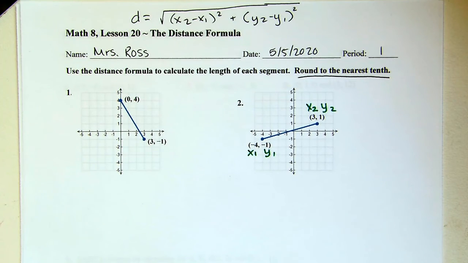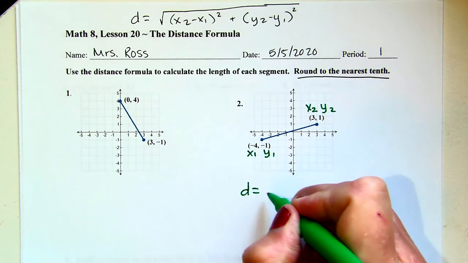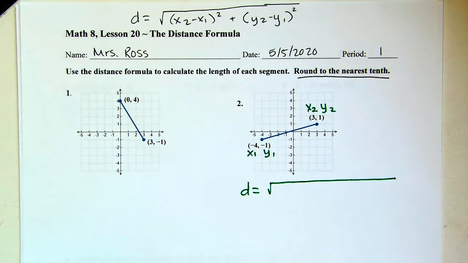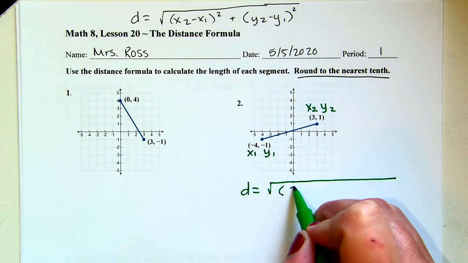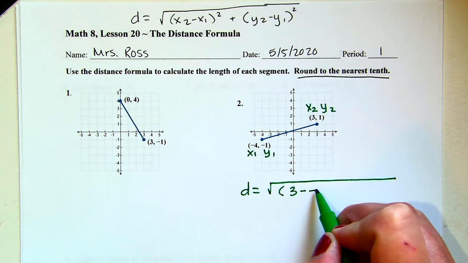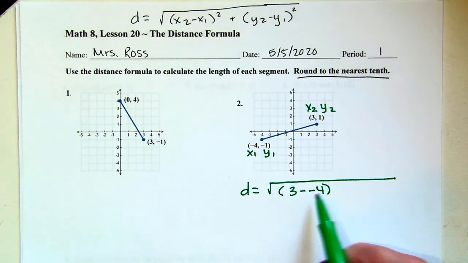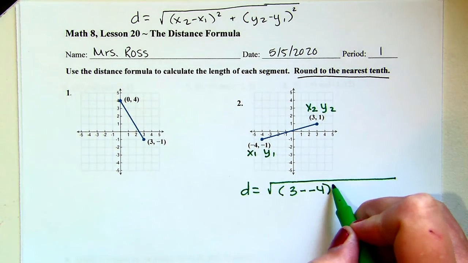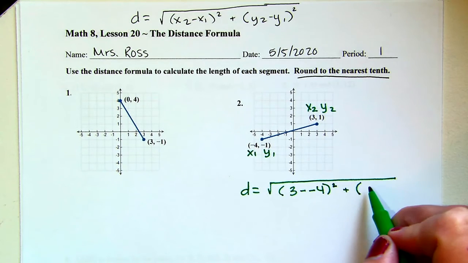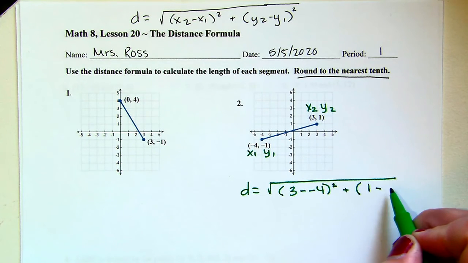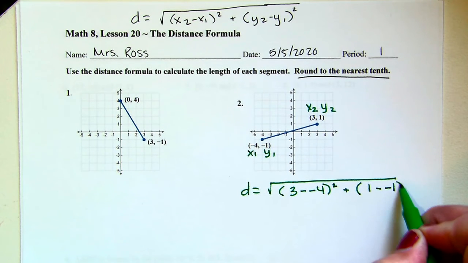Next, we're going to need to plug this information into our formula. So we have d is equal to the square root, and again, that long square root, x2, which is 3, minus x1, which is -4. So I have minus a minus. I'll transform that later. That's going to be squared. Plus my y2, which is 1, minus y1, which is -1. And again, we'll have to do some transforming later.